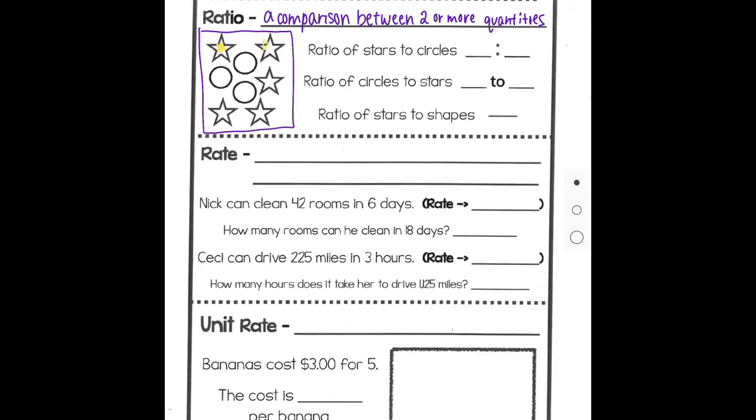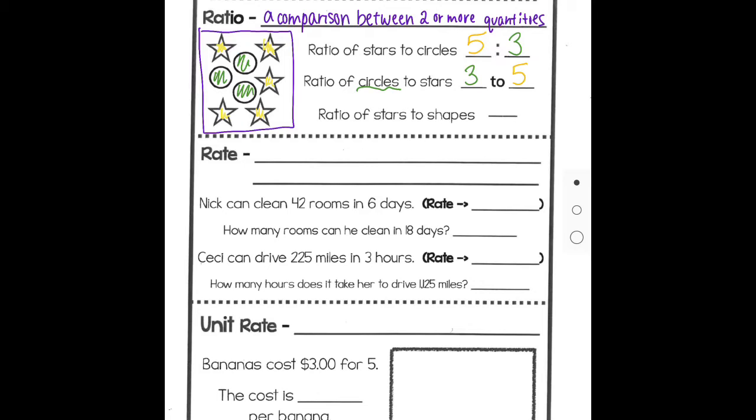So as you can see, we've got 1, 2, 3, 4, 5 stars. And then we've got 1, 2, 3 circles. So if we were to write the ratio of stars to circles, that's going to be 5 stars to 3 circles. And if we write the ratio of circles to stars, they've changed the order, so our numbers have to change order. So that's going to be 3 circles to 5 stars.